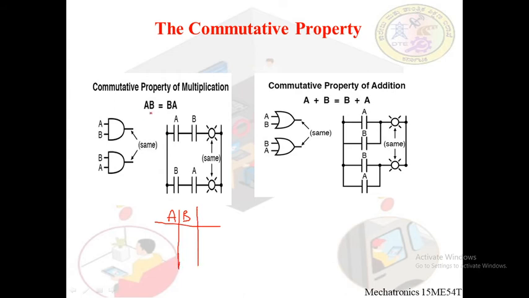Now let us consider this as the left hand side of the equation, this as the right hand side. We will multiply A and B, that is multiplication in the sense AND operation. Next B and A, this is the left hand side and this is the right hand side of the equation. The inputs are 0 0 1 1 0 1 0 1. So we have tabulated all possible input values.